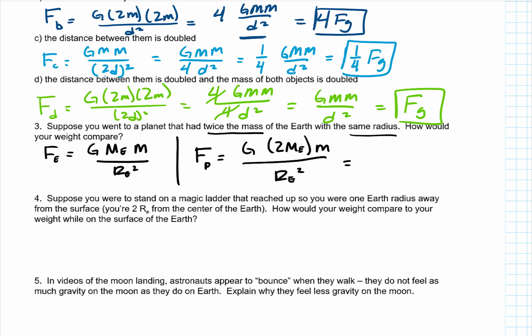So all I've done is double one of the masses just like we did before. I've got 2G mass of the Earth, your mass over the radius of the Earth squared. So that's twice the force of gravity that you have on the Earth, which means you have twice the weight that you did before. Your mass didn't change, but because you're on a different planet with a different gravitational force, your weight has changed.